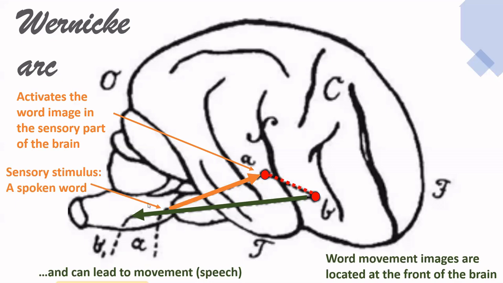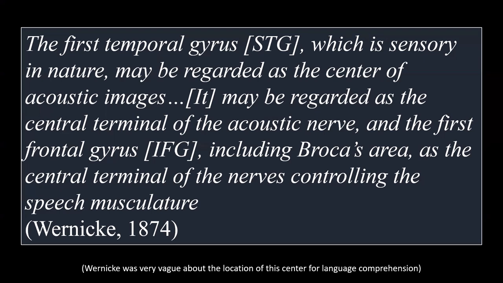And Wernicke didn't really know the white matter tract connecting the sensory language areas with the motor language areas, but that was later defined as the arcuate fasciculus. So a white matter tract connecting the Wernicke with the Broca area.